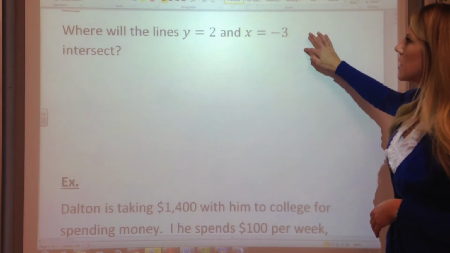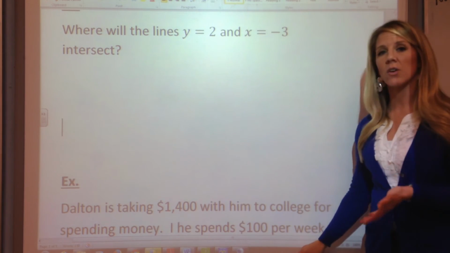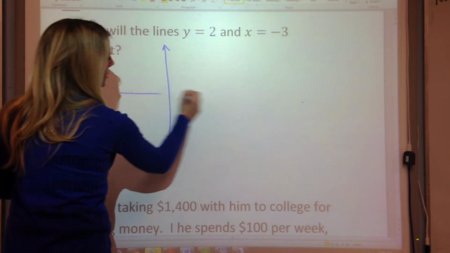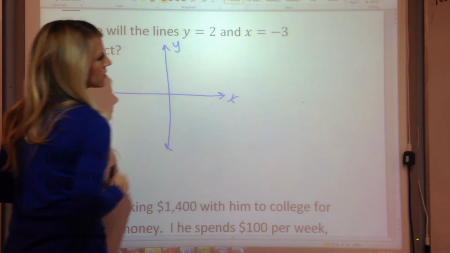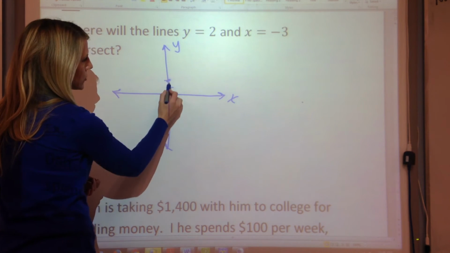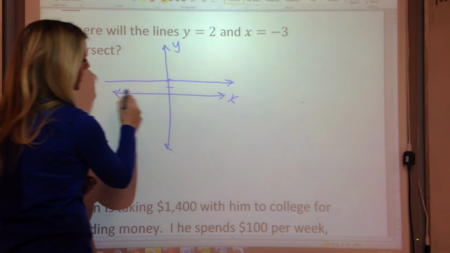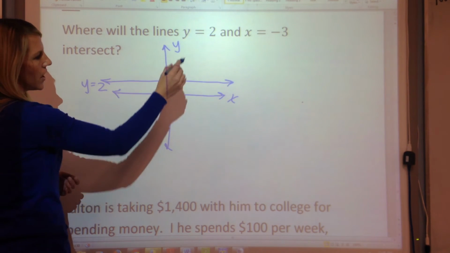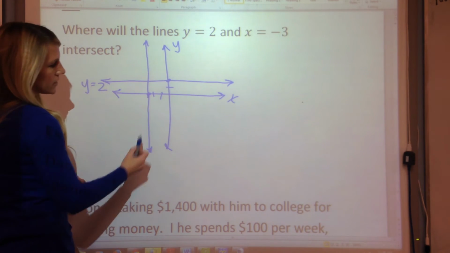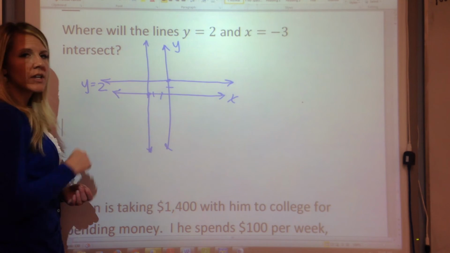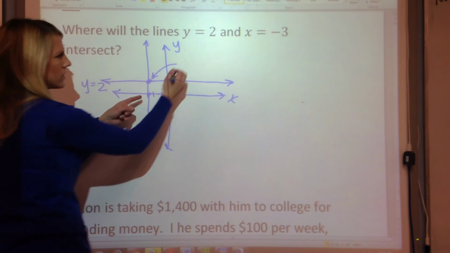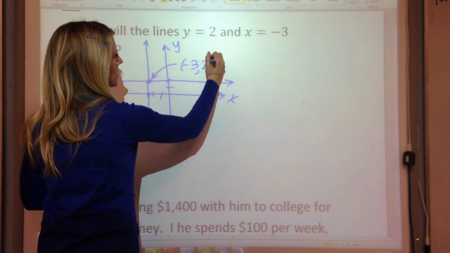And then, where will the lines y equals 2 and x equals -3 intersect? Where will they cross? Where will they meet? Well, if we look at this on a coordinate plane, just draw a rough sketch. But make sure you label your x and y axes because it can get confusing, especially with horizontal and vertical lines. So y equals 2. So y must be 2. The only way y is always 2 is if that is horizontal. X equals -3. The only way x is always -3 is if we have a vertical line. So no matter what point I pick on here, x is always -3. So where do they intersect? Right at that point when x is -3 and y is 2.